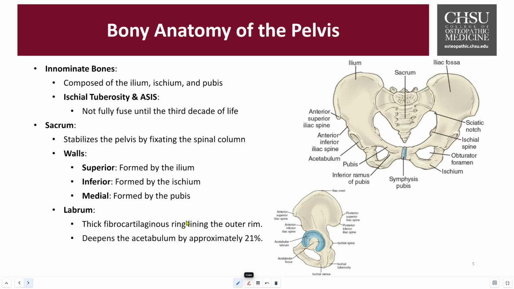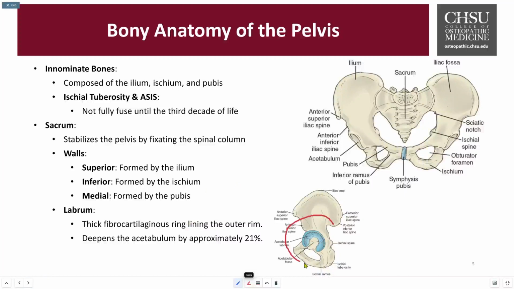Key pelvic walls include the ilium on the superior wall, the ischium on the inferior wall, and the pubis on the medial wall. These bones combine to create the acetabulum, the depression that accommodates the femoral head, which creates the hip joint. The labrum is a thick ring of fibrocartilage lining the outer region of the acetabulum, and its function is to increase the stability between the two bones by about 20 to 23%.